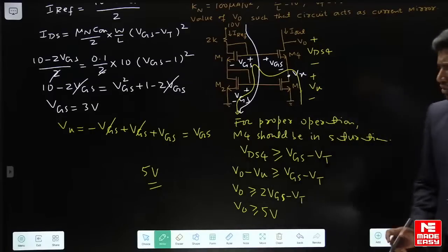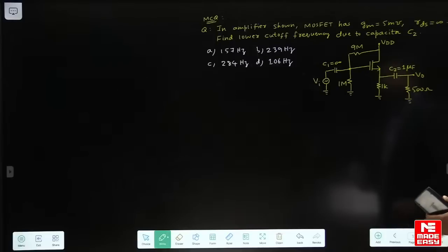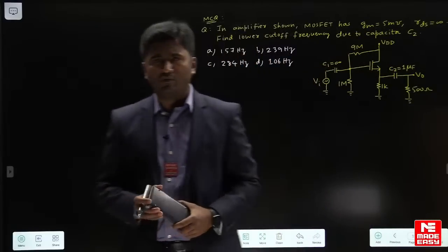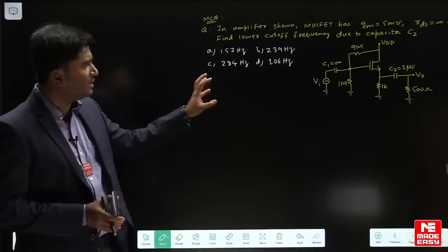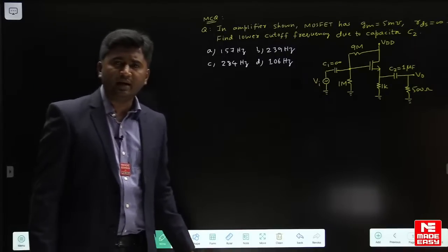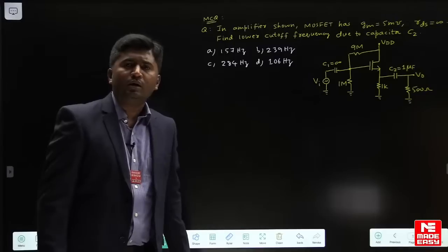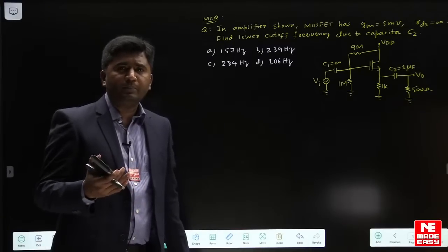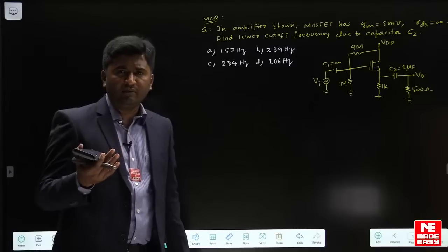There are some more questions. For example, this is a question based on calculation of lower cutoff frequency. That is another area which can be asked in the GATE paper. Okay, they will give you some amplifier and they will ask you to calculate lower cutoff frequency, calculate higher cutoff frequency.